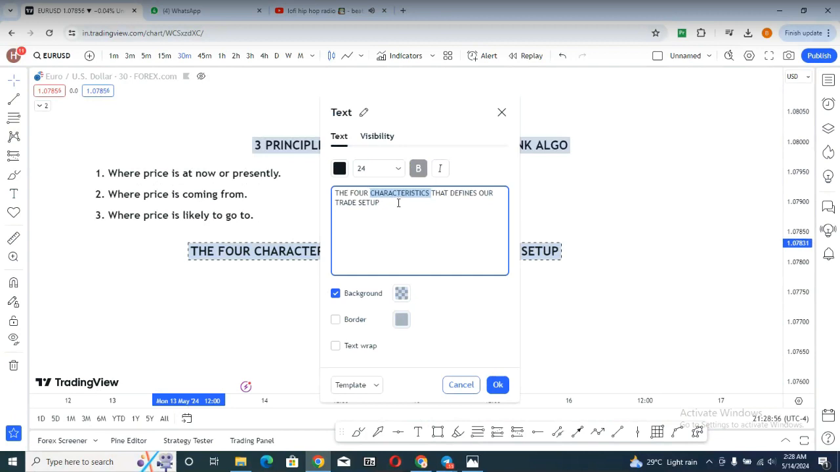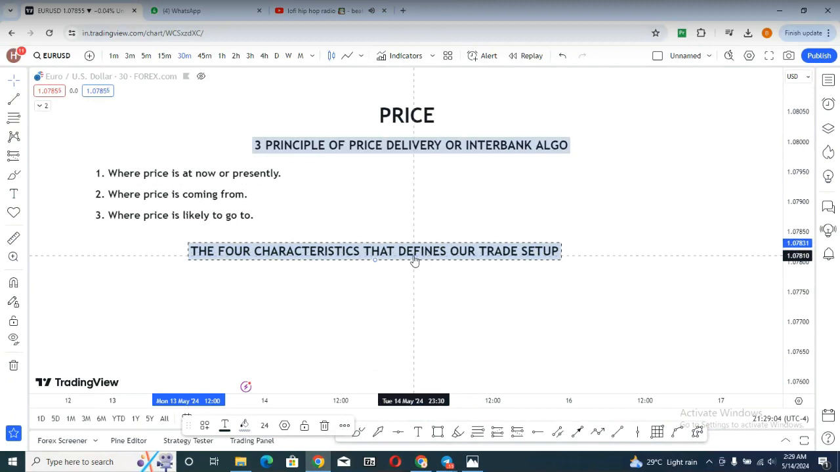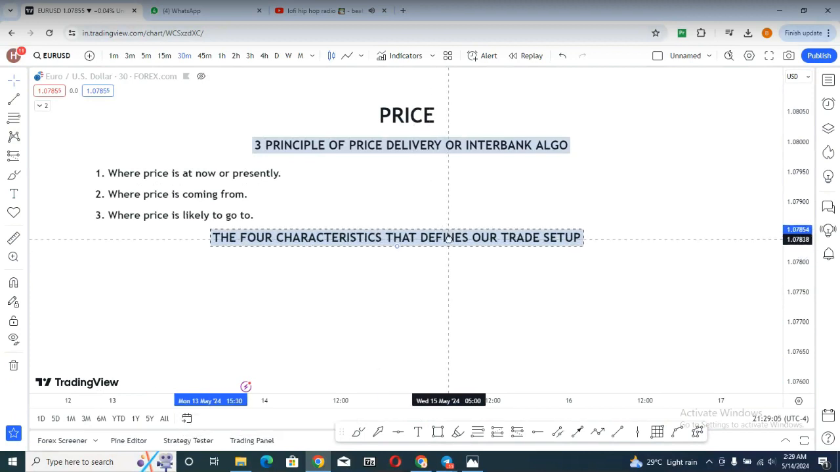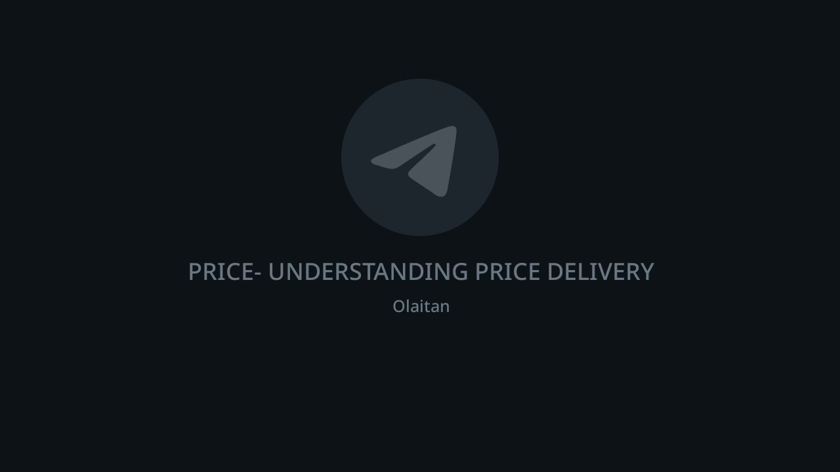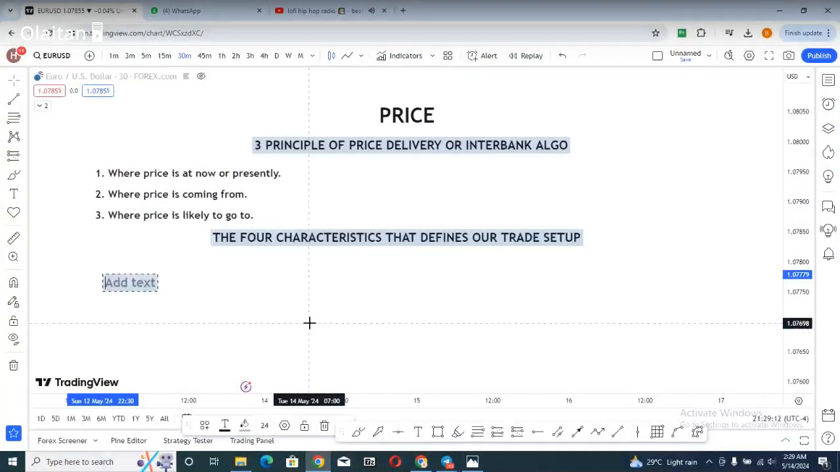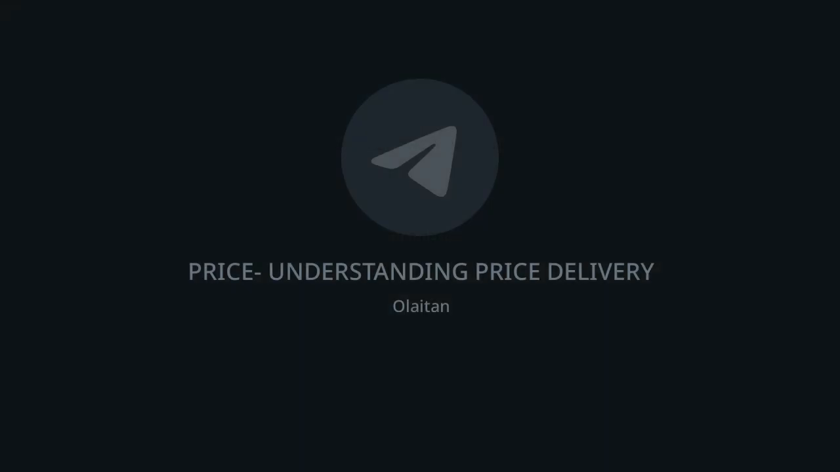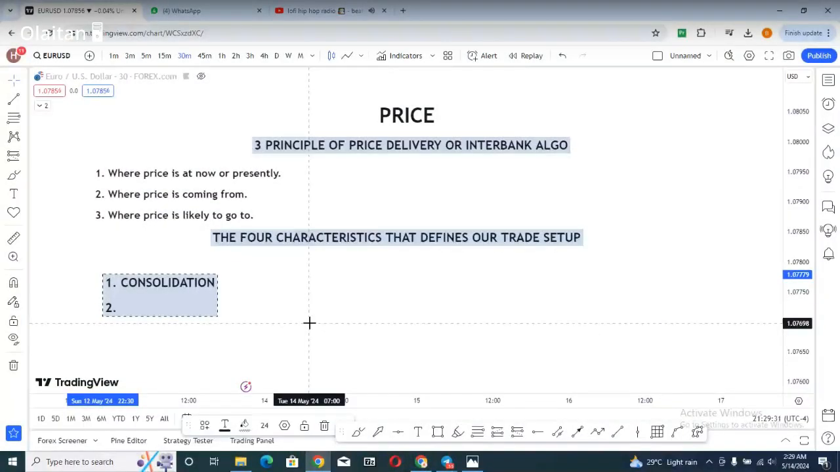So when we look at our chart, you must be able to understand the four characteristics that define our trade setup. Now, the first characteristic is, one, we have what? The consolidation. So consolidation. And two, we have the expansion.